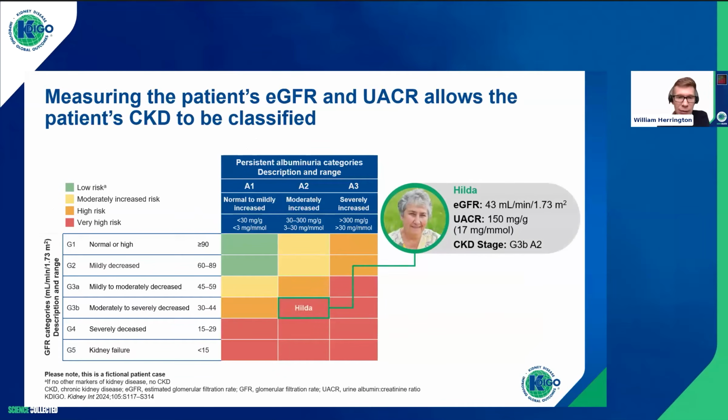But you've all learned now about the CKD staging, this KDIGO heat map, and this is where Hilda fits. She actually fits in the very high-risk group because she has a CKD stage G3b A2. These independently add, and you can see the A2 means she's at higher risk than someone who would have lower levels of albuminuria.